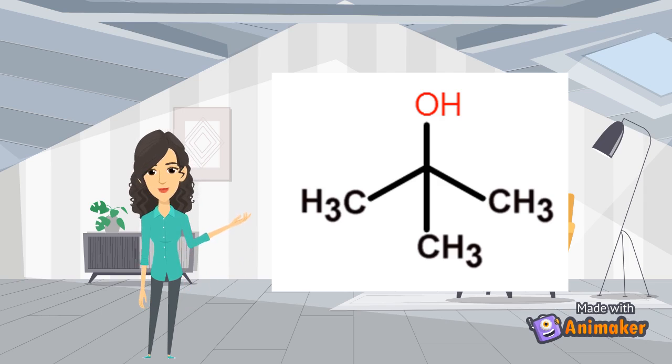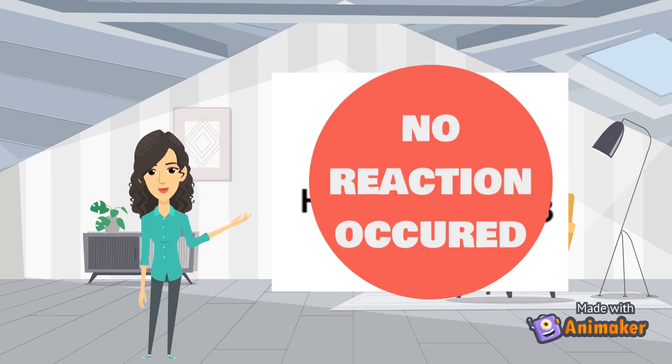Lastly, we are looking at the oxidation of tertiary alcohol. The carbon that is bound to the hydroxy group is also attached to three other carbons, which means there is no hydrogen attached to it. If we oxidize a tertiary alcohol, there is no hydrogen to be removed, hence no reaction occurs.